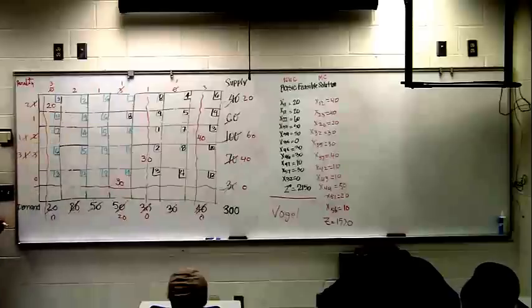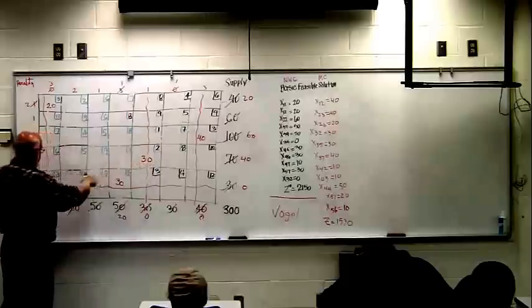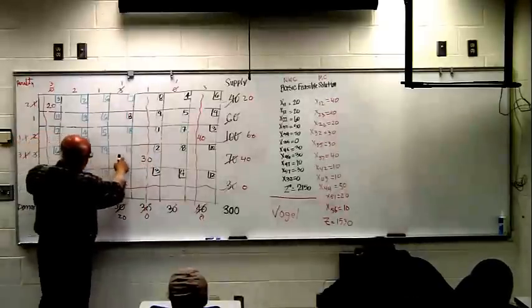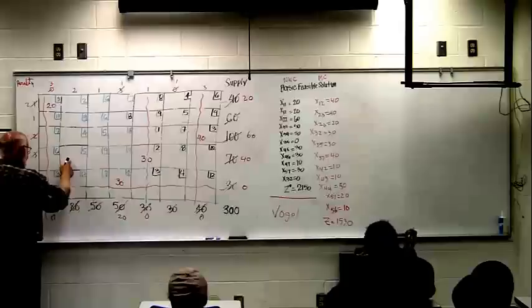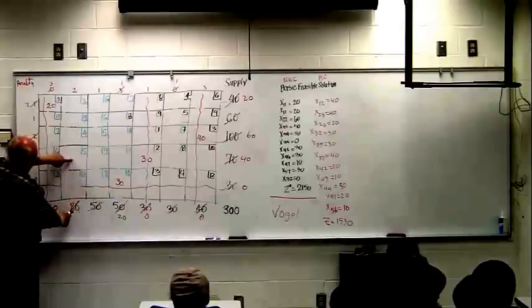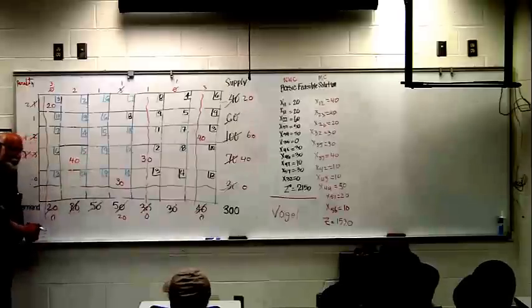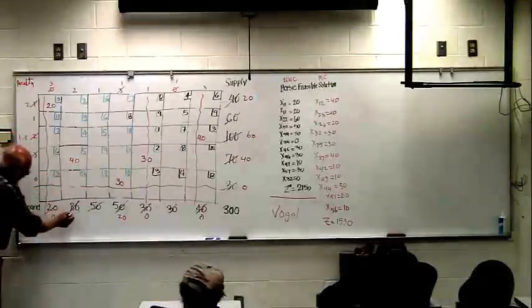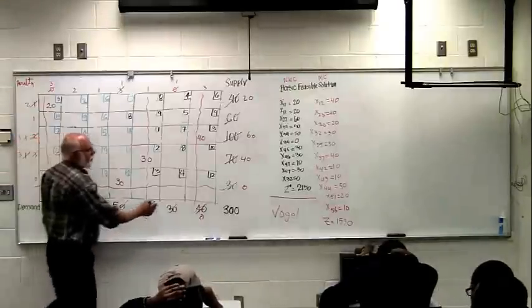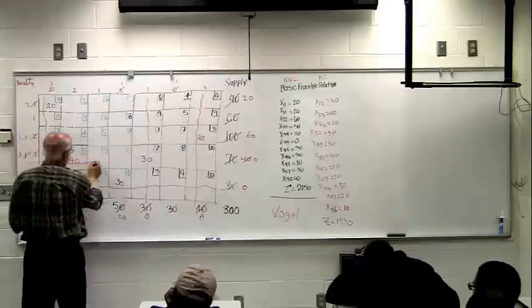Selection is obvious. This is the selection. You go based on the largest penalty, and then you say 5, 9, 12, and 8. The minimum is here. How much can I assign? 80 and 40. So I will assign 40. This becomes 40. This becomes 0. So this row is now gone.